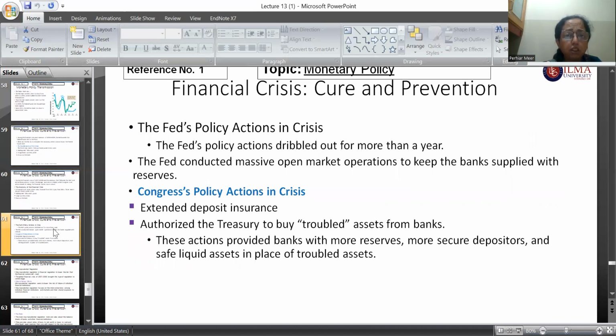The Fed's policy actions dribbled out for more than a year. The Fed conducted massive open market operations to keep the banks supplied with reserves. Congress's policy actions in crisis: extended deposit insurance and authorized the Treasury to buy troubled assets from banks. These actions provided banks with more reserves, more secure depositors, and safe liquid assets in place of troubled assets.